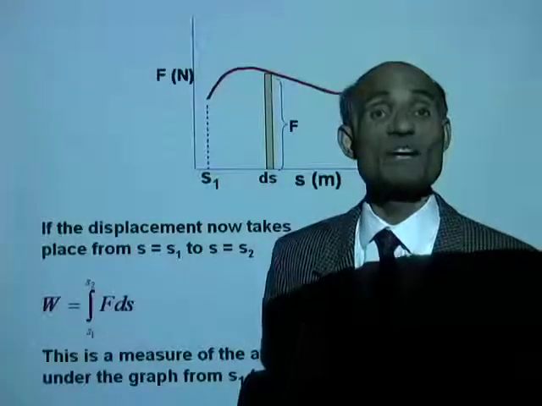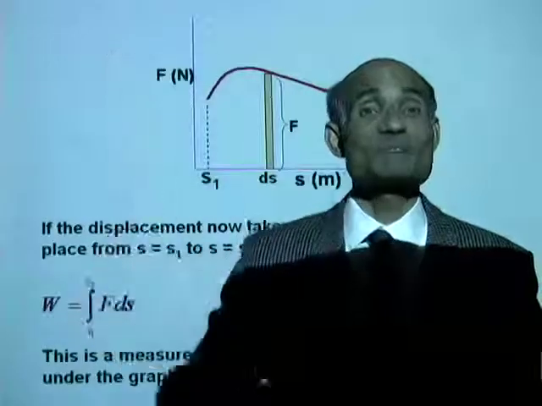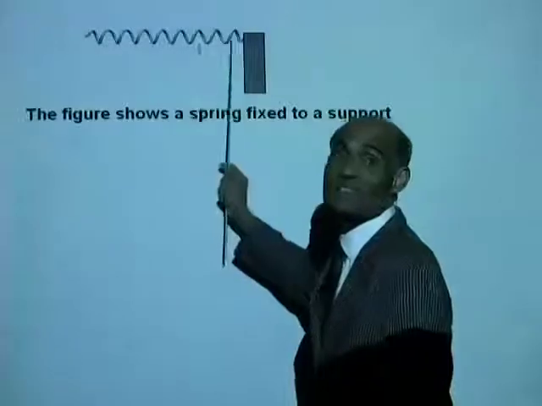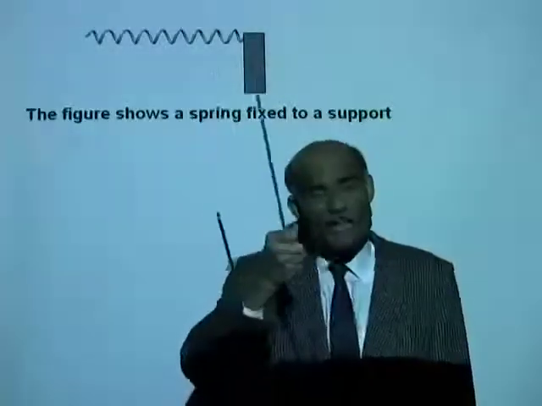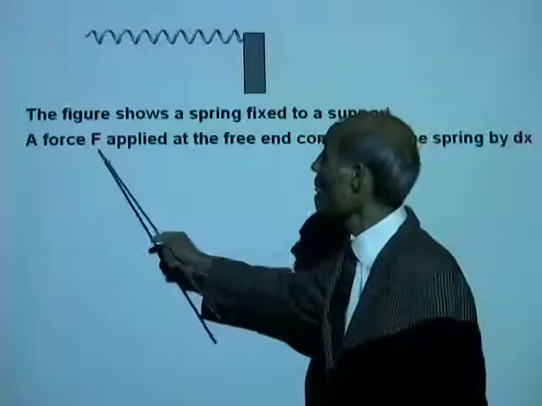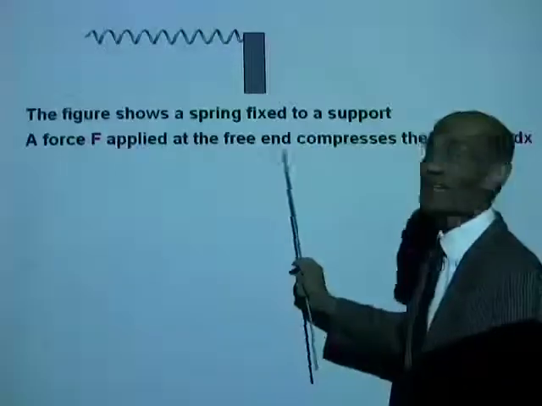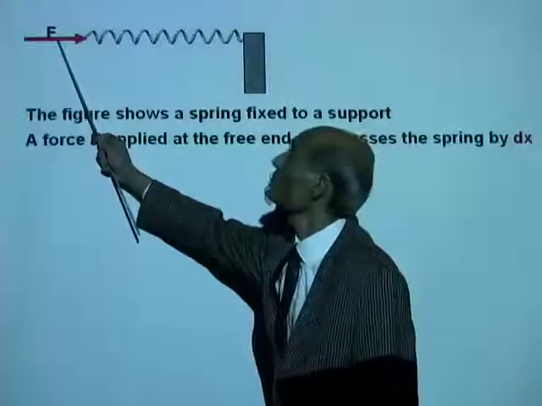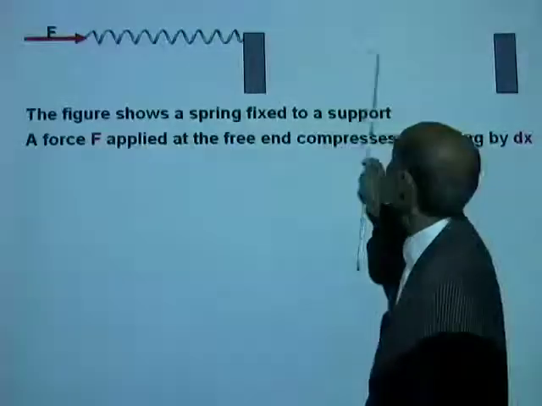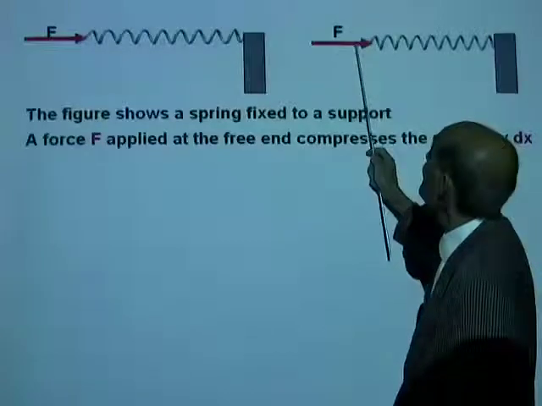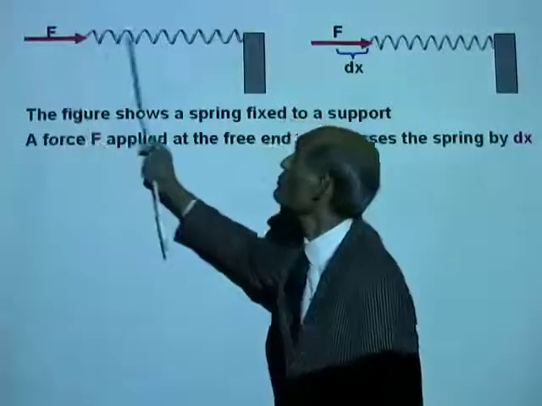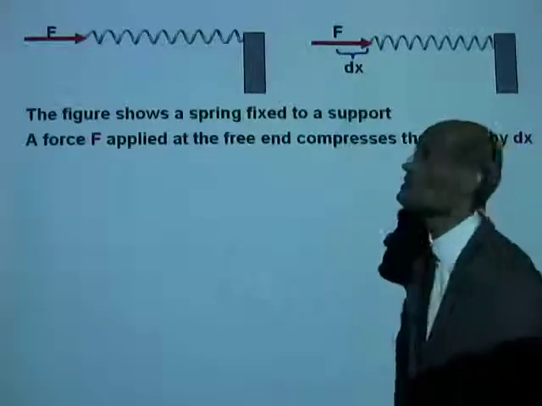A case where force varies with displacement is actually the case of a spring. Alright, let's consider a spring. The figure shows a spring fixed to a support. If you want to compress that spring, you need to apply force. A force F applied at the free end compresses the spring by a distance dx. So let this force be x, and as a result of that, the spring now gets compressed by a distance dx. You can see this force compressed this spring by a distance dx.